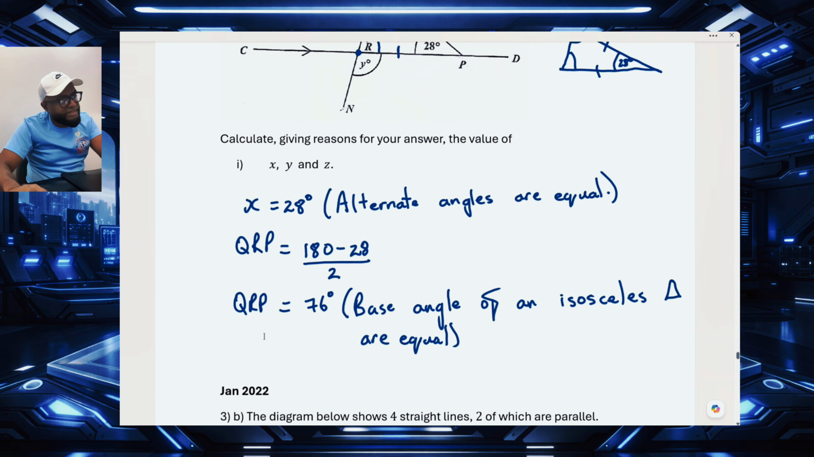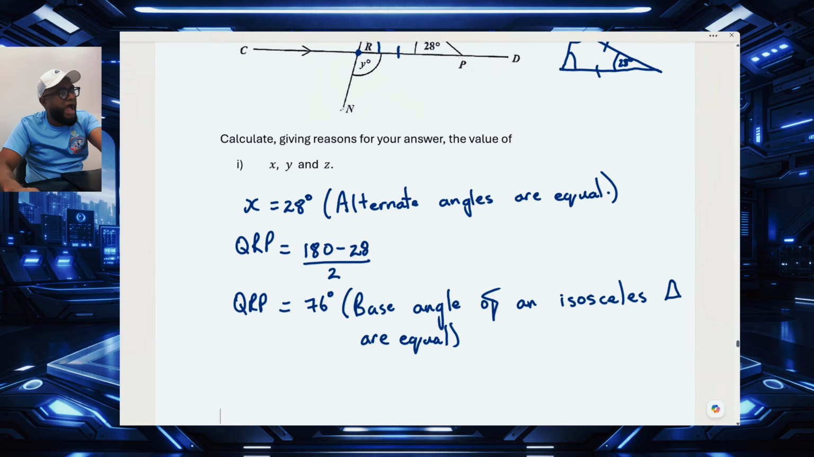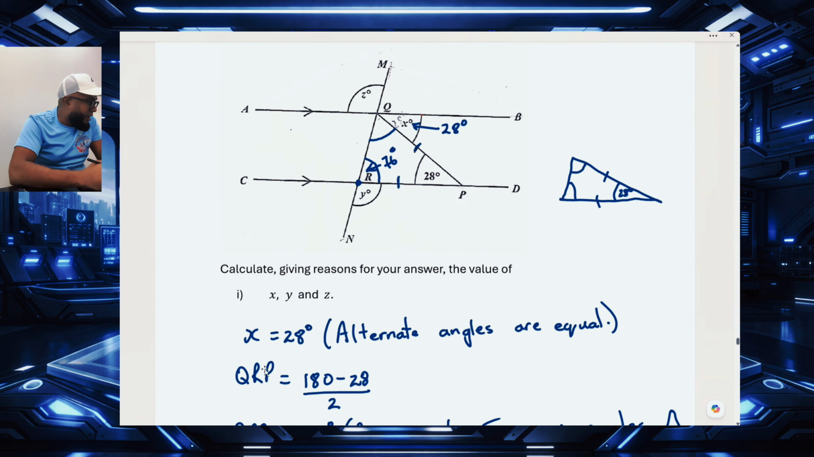So how do I proceed to find y? And what am I using to find y? Give me the law. You can use alternate angle as well. No, we want y. I use 76 plus 28 and get 104. Now is that the answer? That is the answer, but you can also minus the 104 from 180.